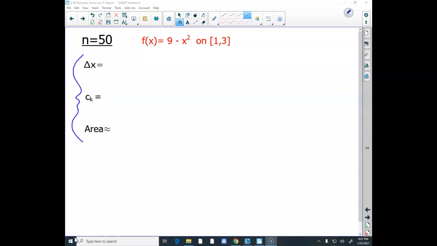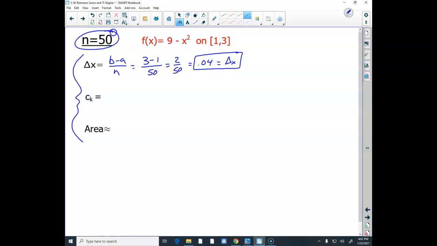Okay, so if we want to change this, where n is 50 rectangles now, you're welcome. I'm not going to make you write all that out. I know nobody would do it anyway. So delta x, remember that's always b minus a divided by n. So that's going to be 3 minus 1 over 50, which is 2 over 50, which is really 4 over 100, which is 0.04 is my delta x, okay?